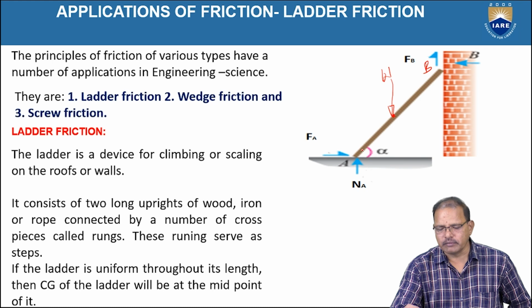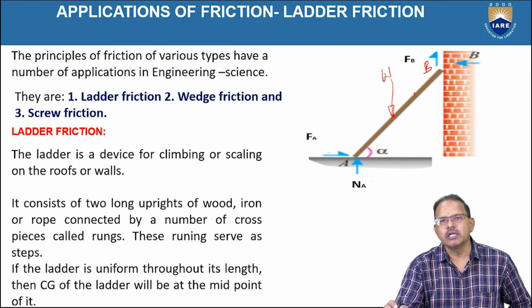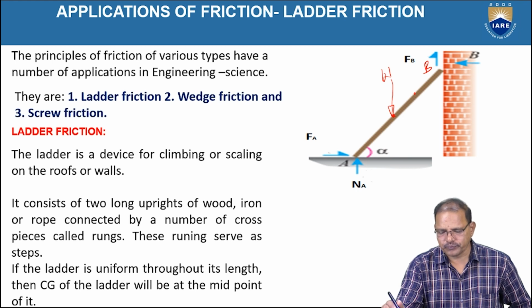When a person is climbing the ladder, at certain points it tends to slide downward. It depends upon the surface roughness of the contact surfaces. Here the forces acting on the ladder are given at point A.